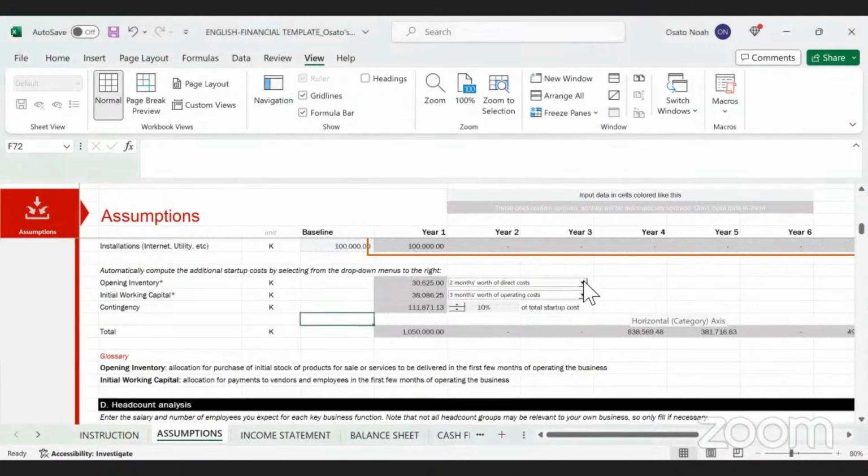So you see, we can change this opening inventory. You see, when we change it, 1 month became half of that. We can change it to 3 months. You get what you see that those changes are happening. We can also change the initial working capital, and then our contingency can also change. So it just depends on us. There's no hard and fast rule about it.